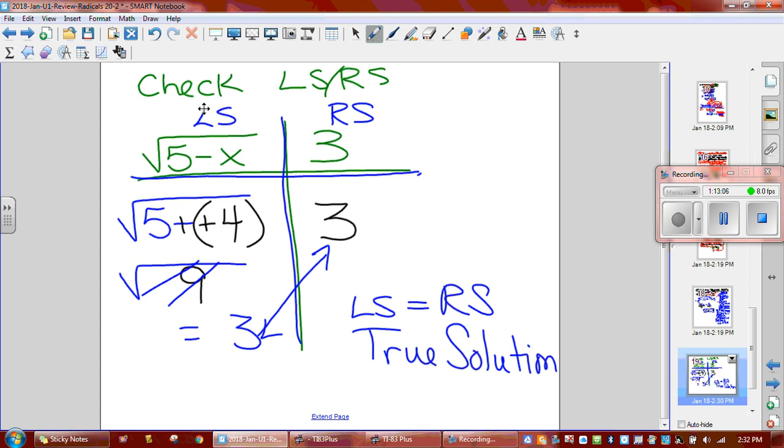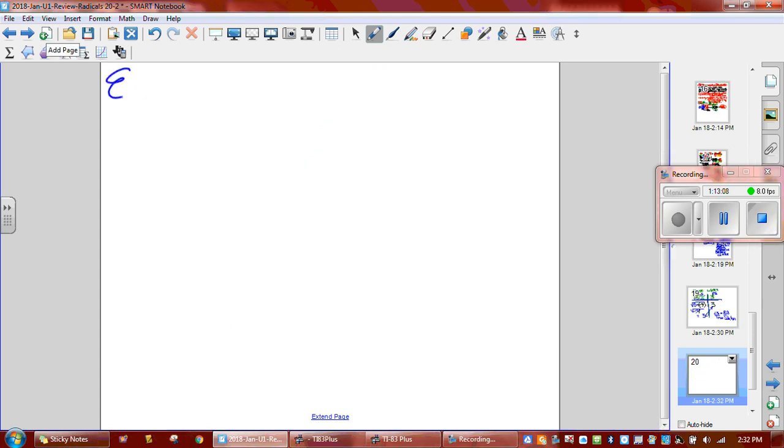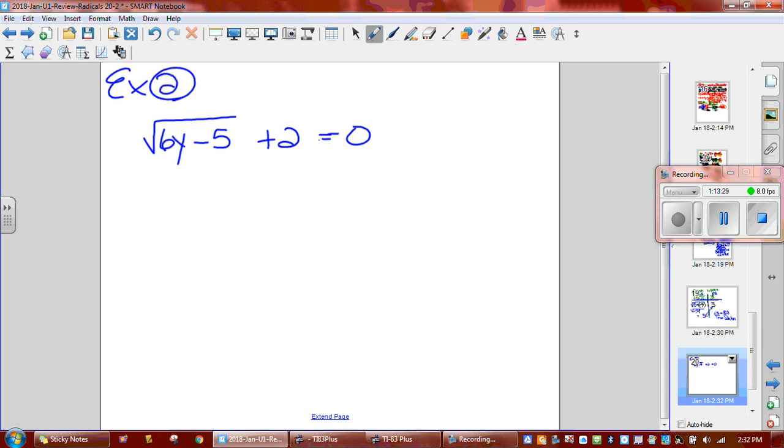Well, in this case, we need to take the 2 to the other side. So we're going to subtract 2 and subtract 2. So we're going to get the root 6y subtract 5 is equal to negative 2. Now we've isolated the radical sign, which you're supposed to do. Isolate the radical. Move them to both sides and isolate them. Now we square them with brackets. Here we've got a negative sign, so it's super important that these brackets are here.